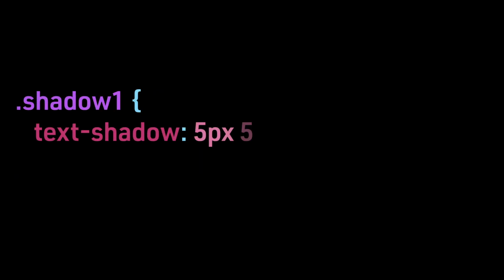.shadow1, text-shadow: 5px 5px 0 #CCC. In the first example, we see that the shadow is to the right and down per the offset properties. There is no dispersal of the shadow, so it isn't blurred. We have chosen a light gray color.